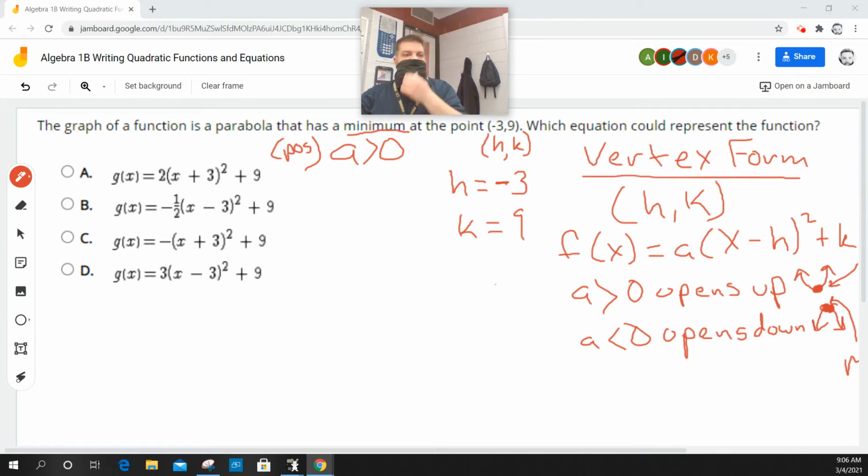All right, how many of you guys think that it's A? Raise your hand if you think that it's A, or just give me a thumbs up. How many of you guys think that it's B? How many of you guys think that it's C? Okay. How many of you guys think that it's D? All right. Wow, that was pretty even. We're going to end up having to graph all of these, I think. Let's start with the first one, though.